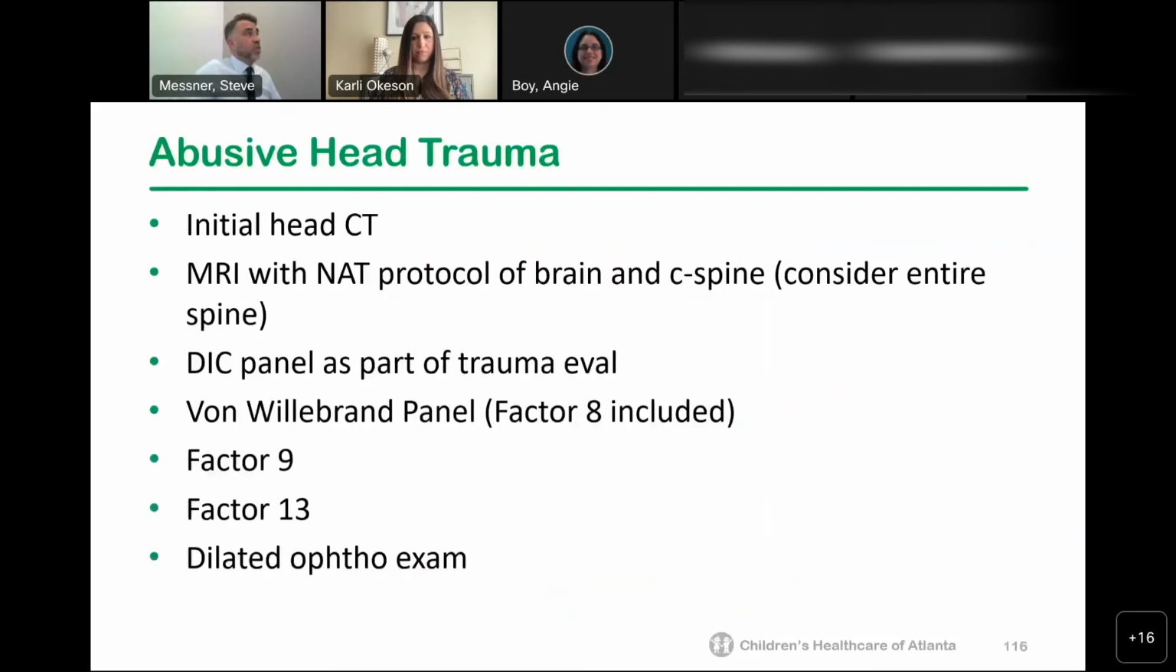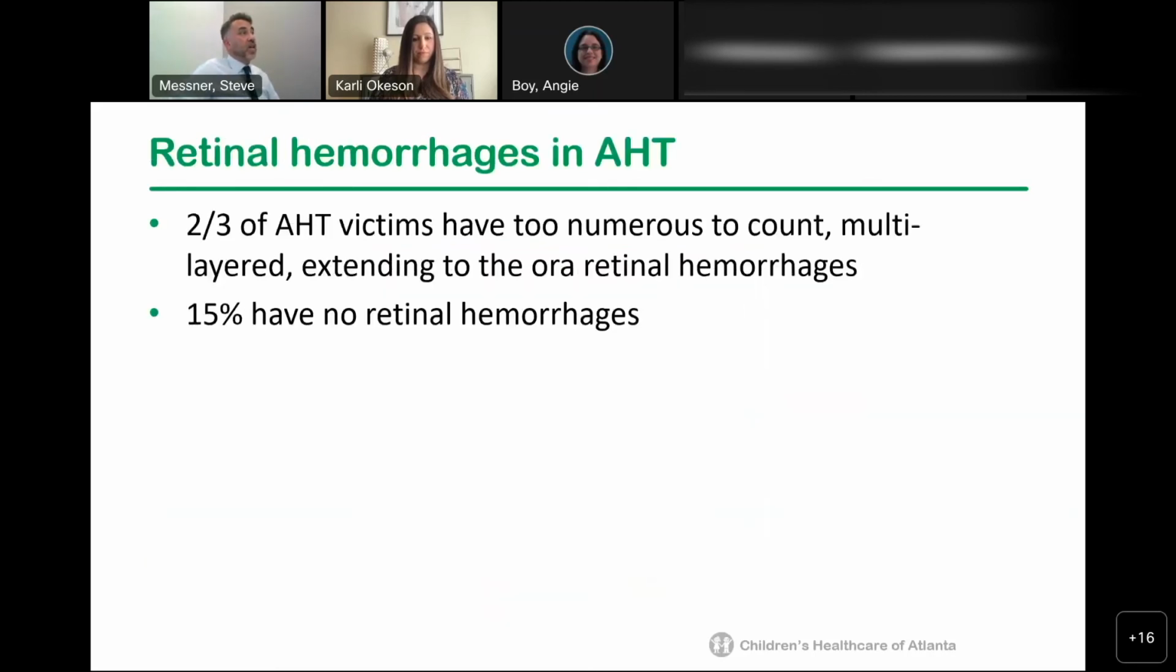Switching to abusive head trauma, when we see a child that we're concerned about abusive head trauma, we're going to get a CT scan initially, then we're going to get an MRI. We'll check to make sure that there isn't any kind of bleeding disorder. That's what all those factors are. And we'll get an eye exam to look in the eyes.